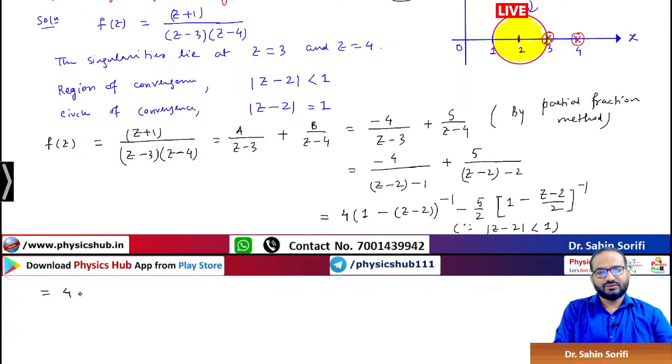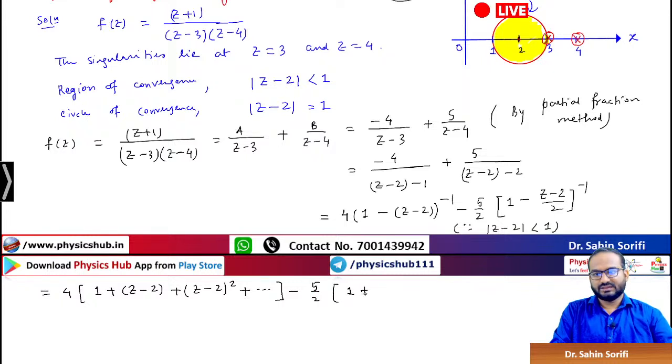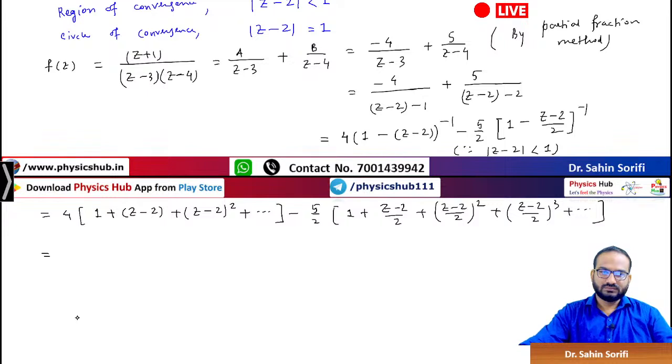So this will become 4 times (1 plus x plus x square plus x cube and so on). On the other hand, 5 by 2, (1 plus x where x is now (z minus 2) by 2, plus (z minus 2 by 2) whole square, plus (z minus 2 by 2) whole cube and so on). Now let's gather the coefficients. Firstly the constant: 4 and from here minus 5 by 2.